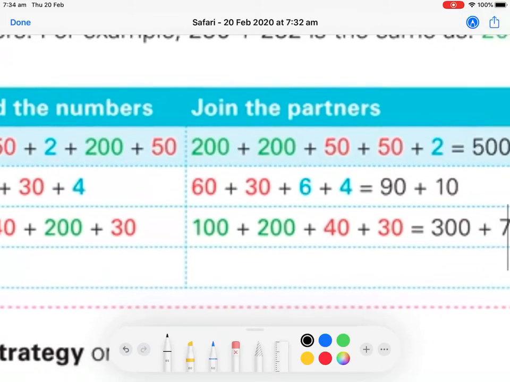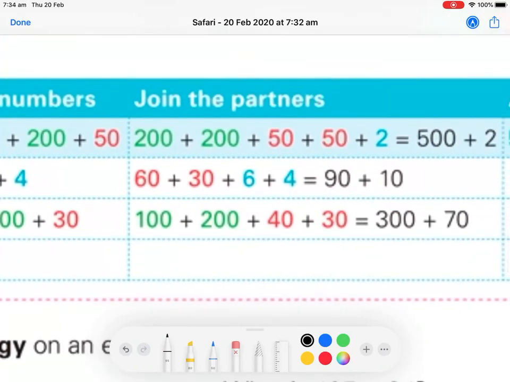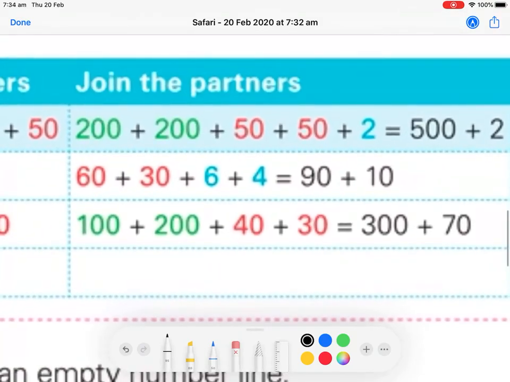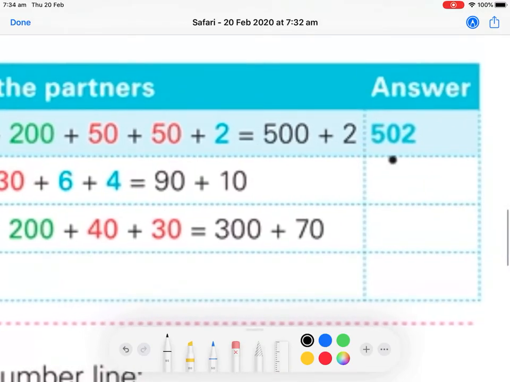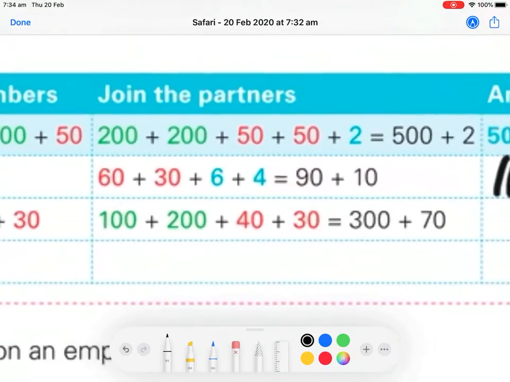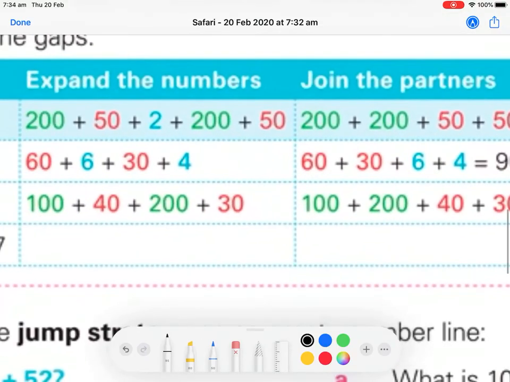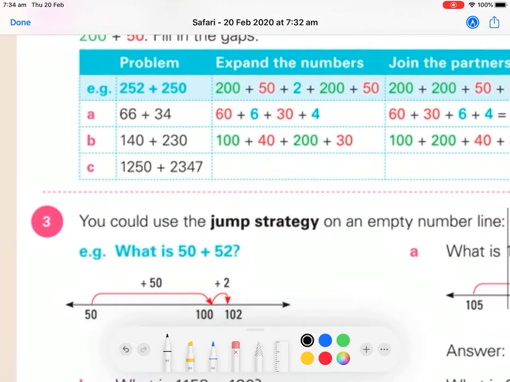But what they do in this second part here is they rearrange them so the 10s are together and the 1s are together. So we've got 60 and 30 and then 6 and 4. Gives us 90 and then 10. So 90 and 10 put together gives us 100. Okay, so that second bit there, don't get confused with that. That's just rearranging the bits that you've split up already.